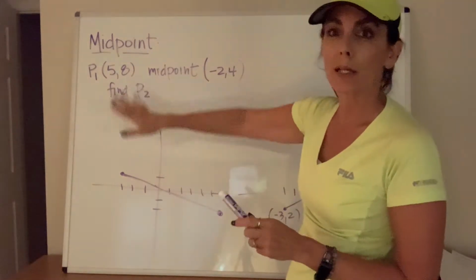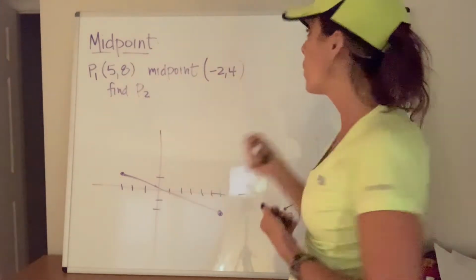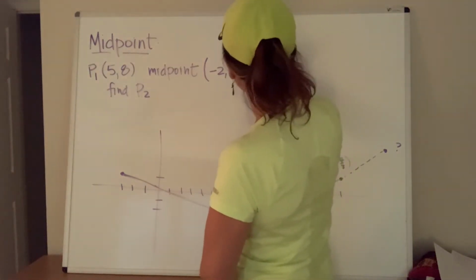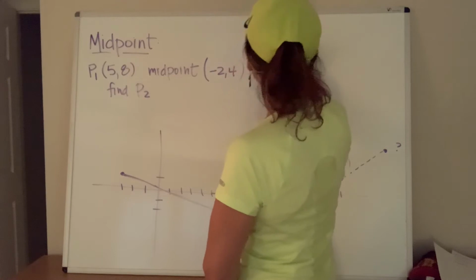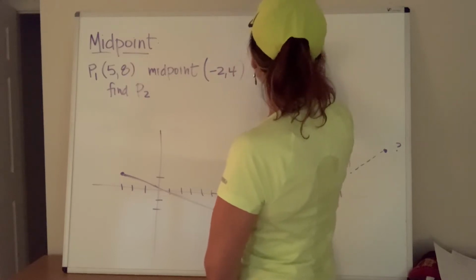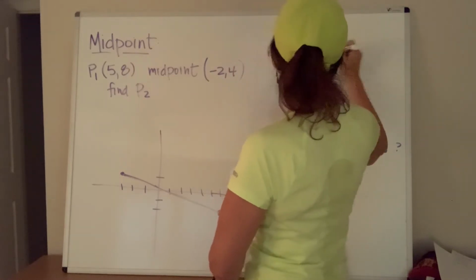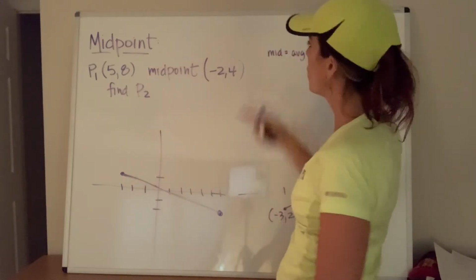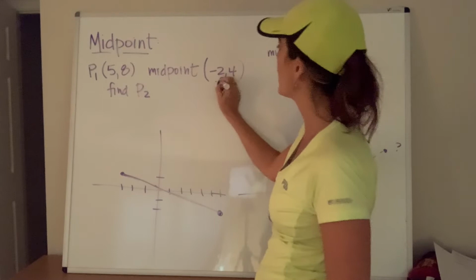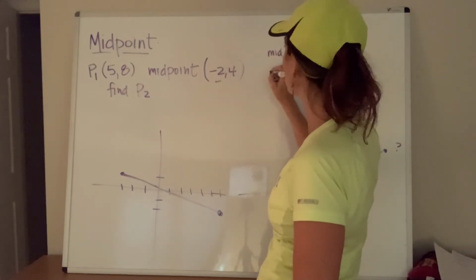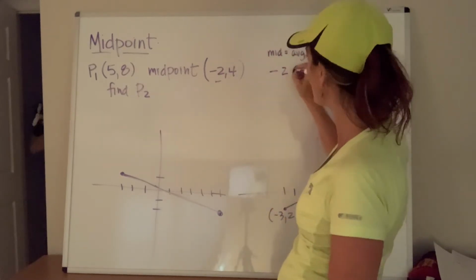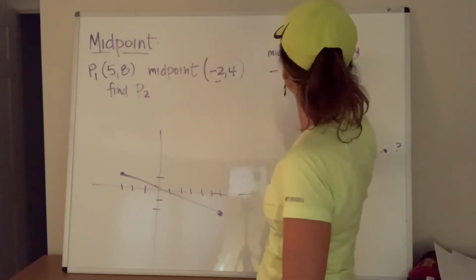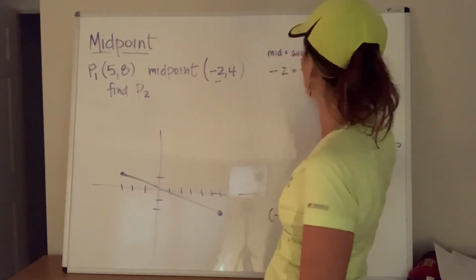Algebraically, we're going to use that midpoint formula. We know that to find the midpoint, we're going to average the x's and average the y's. So let's think about my midpoint here, which is -2. To get that, I'm going to have to average this plus my second x value.